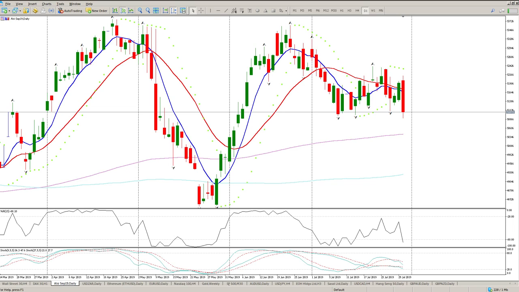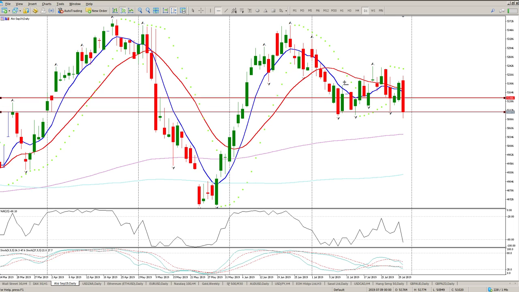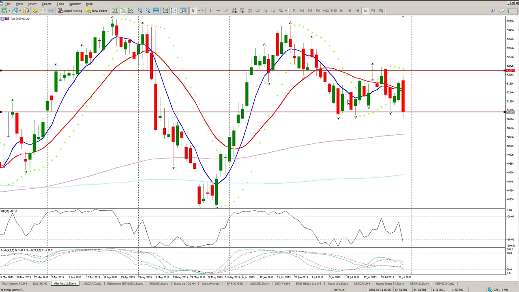So yesterday we had a massive engulfing red bar, but I think for all intents and purposes we are ranging, and that's the bottom of the range and that's the top of the range. Now, there's a couple of things that have happened inside this range which leads me to still be pretty much bearish at the moment, and that is the first thing.